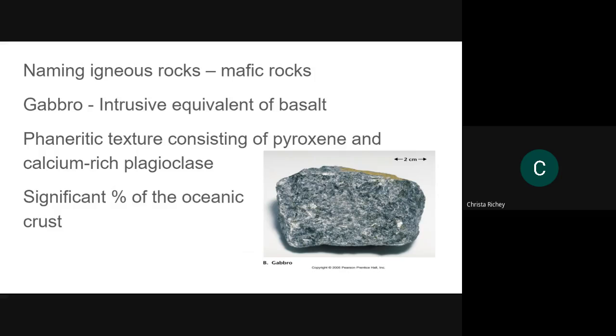So basalt is oceanic floor. The granite is going to be your continental crust.